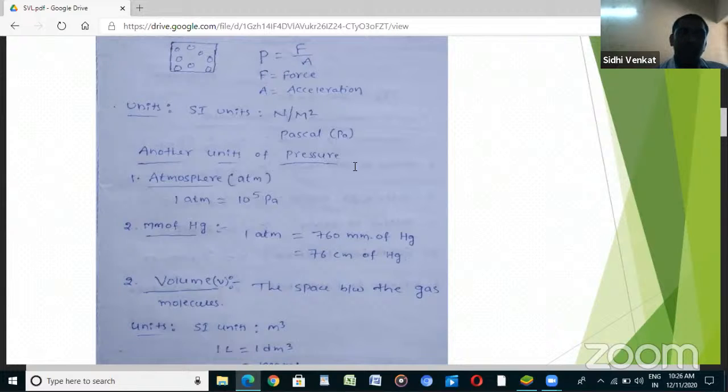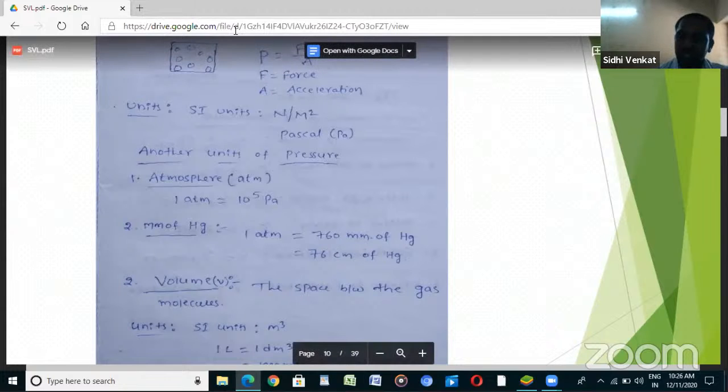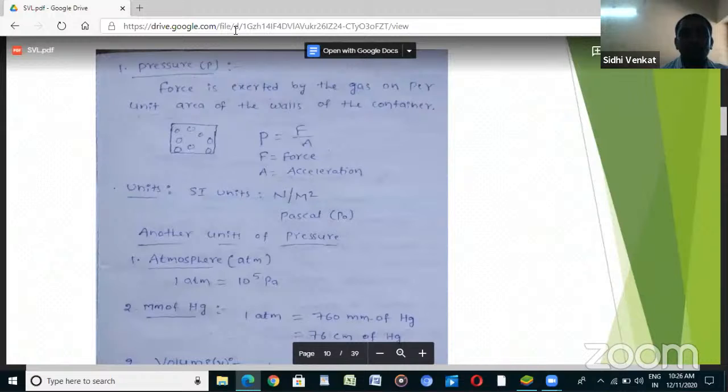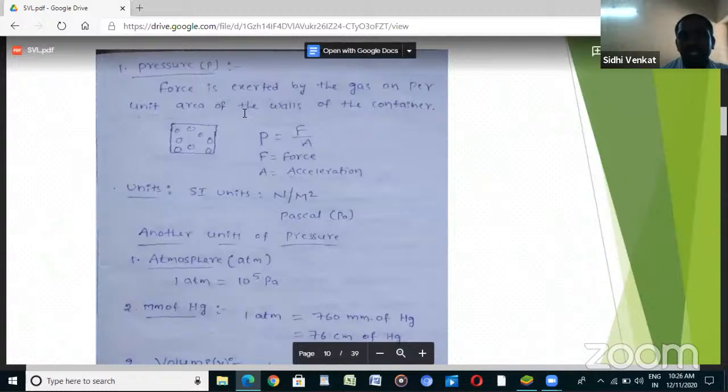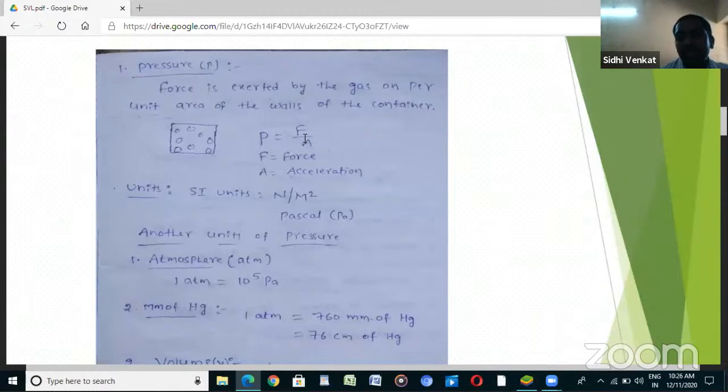Students, what is the definition of pressure? The force exerted by the gas on per unit area of the walls of the container is called pressure. Pressure is denoted by P. The formula is P equals F by A. Here F equals force and A equals area.